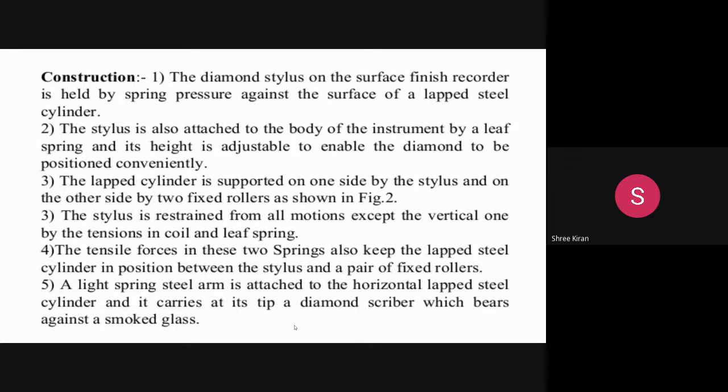So the diamond stylus on the surface finish recorder is held by spring pressure against the surface of a lapped steel cylinder, where the stylus is also attached to the body of the instrument by a leaf spring, and its height is adjustable to enable the diamond to be positioned conveniently.